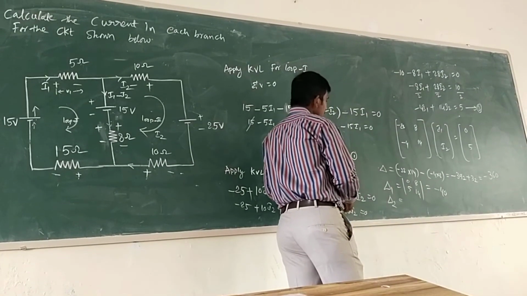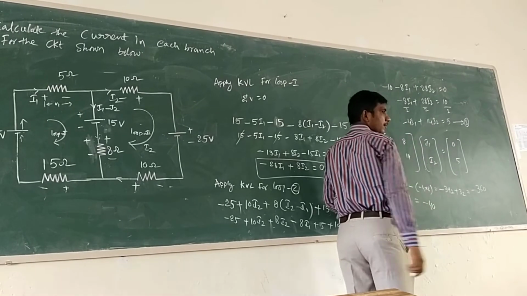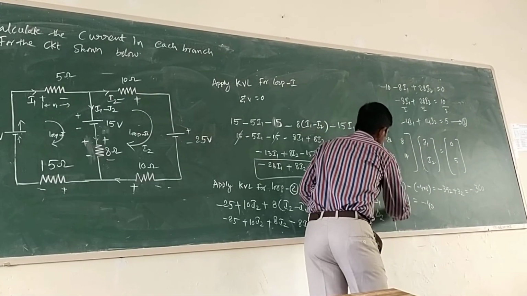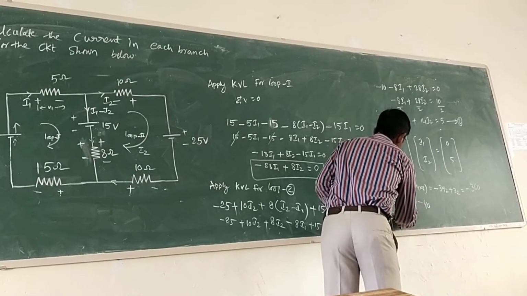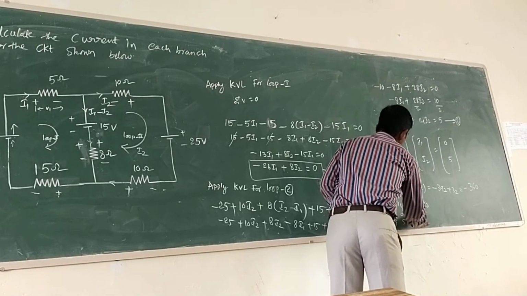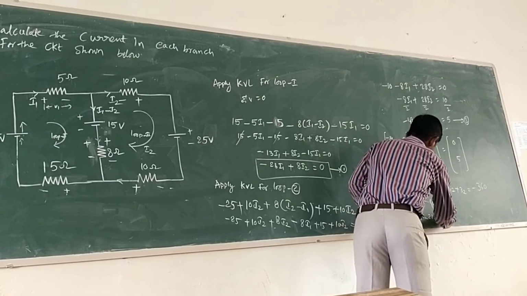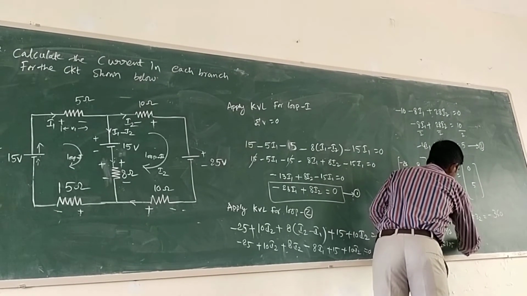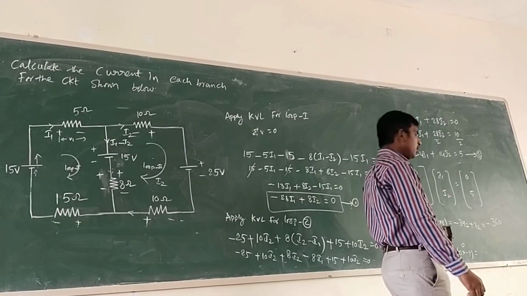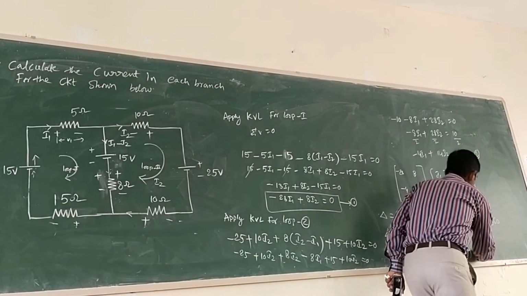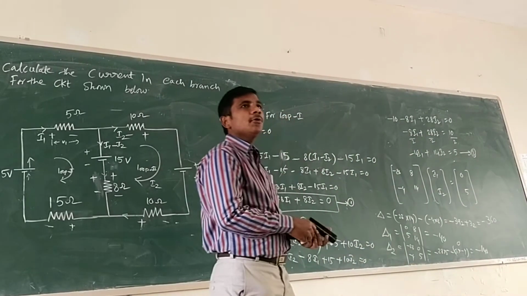Now find out delta 2. How to calculate delta 2? Replace column 2 with the constants. Minus 28, 0, 5. Minus 28 into 5 minus 0 into minus 4. That becomes 0. 28 into 5 is 140, so minus 140. Now you can calculate I1 and I2.